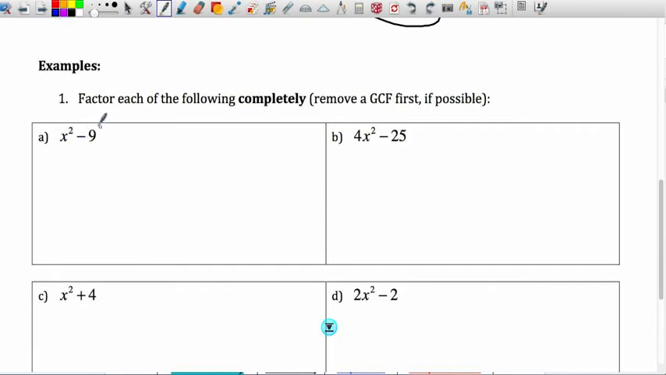So when I see a question like this and I confirm that it's a difference of two squares, and I can do that by looking here, that's a difference, and both of those are perfect squares, you can go basically directly to the answer.